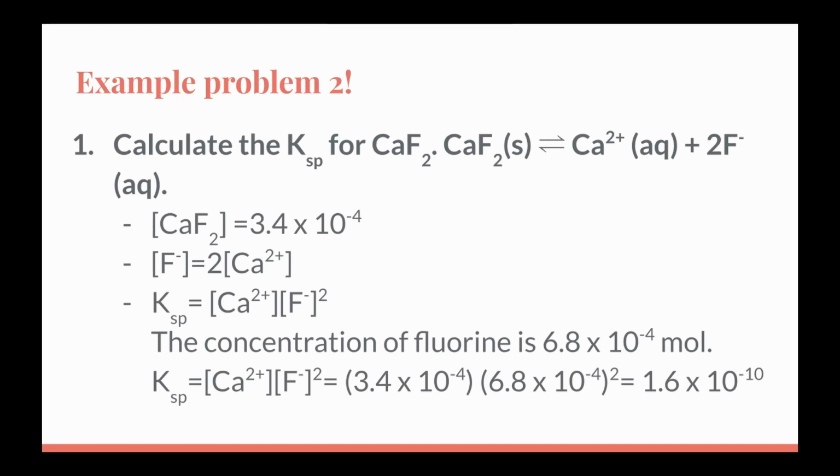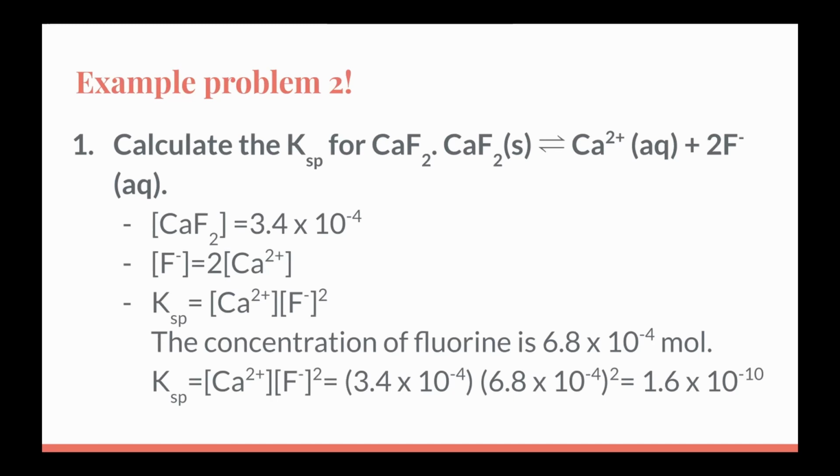Okay, so the second example problem, we will be calculating the Ksp for calcium fluoride. The dissolution equation for calcium fluoride is calcium fluoride dissociates into calcium and 2 fluoride ions. The concentration of calcium is 3.4 times 10 to the negative 4. The concentration of fluorine is 2 times the concentration of calcium.